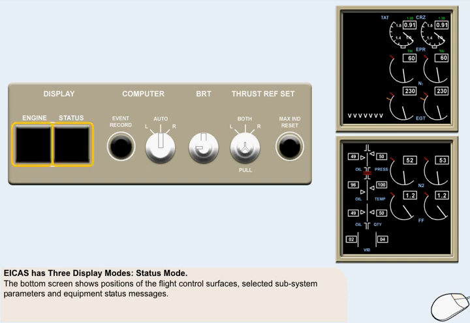Use your mouse to press the Engine and Status buttons on the Display Select panel to change the information shown on the bottom display between engine secondary information and the status display.